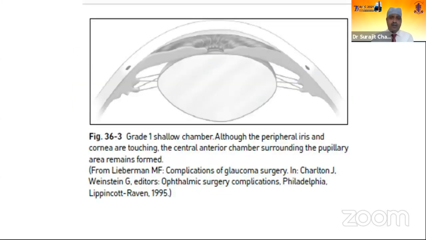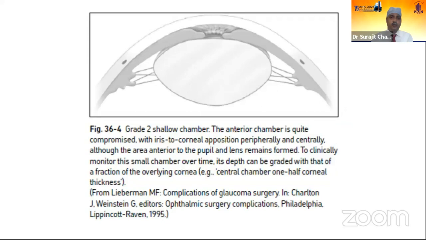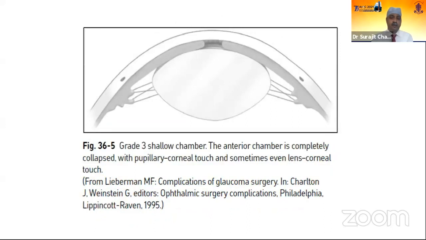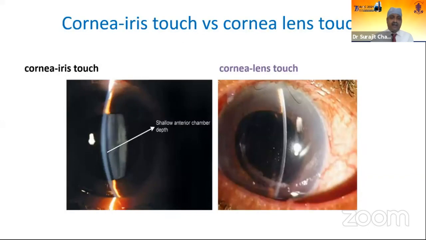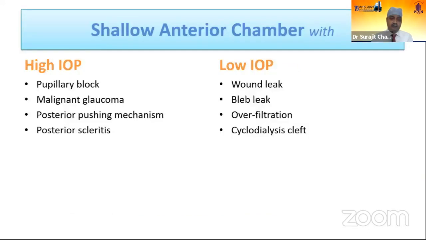Let us have a small recap about the grades. Grade 1, peripheral shallowing, peripheral iridocorneal touch. Grade 2, mid-peripheral to near-pupillary iridocorneal touch. And grade 3 is where lenticular corneal touch is there. So this is the picture we don't want to see. That's why we modify so many surgical techniques. But still it happens because we tend to do something which balances between a leaking and not leaking bleb.